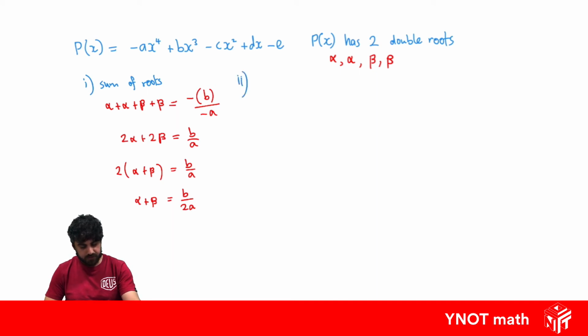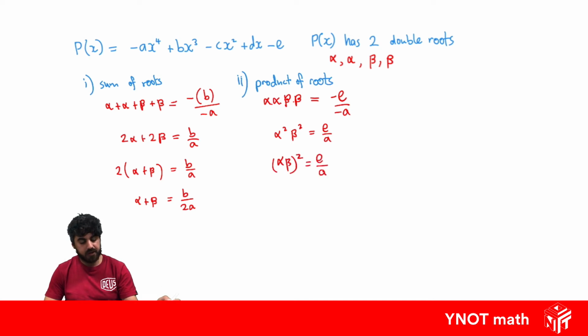Part 2 is to just find the product of the roots. So we're going to get alpha times alpha times beta times beta. And we know that's going to equal e over a. So we're going to get e is minus e, a is minus a. So we're just going to get alpha squared beta squared equals e over a. We could leave it like that, or we could write it as alpha beta all squared equals e over a.